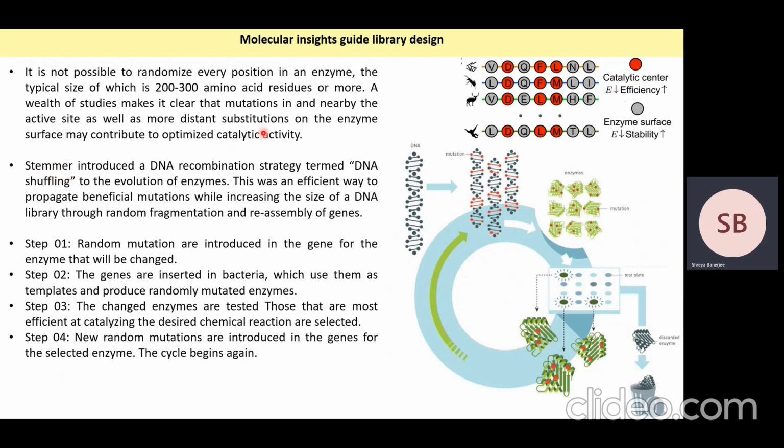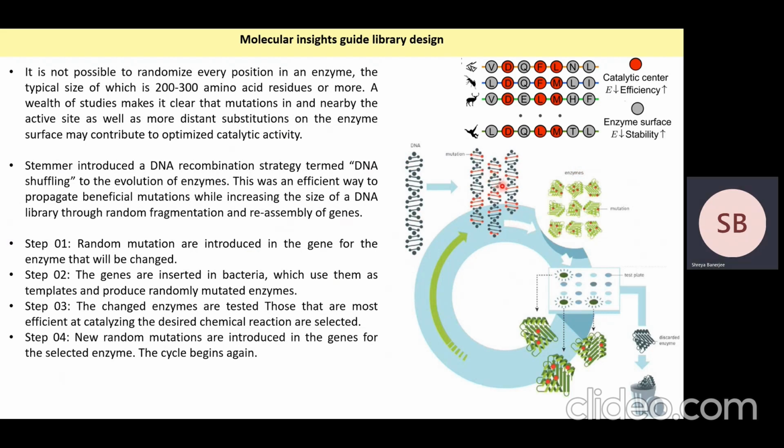Stemmer introduces a DNA recombination strategy termed DNA shuffling to the evolution of enzymes. This was an efficient way to propagate beneficial mutations while increasing the size of a DNA library through random fragmentation and reassembly of genes. So DNA shuffling consists of 4 points. Random mutations are introduced in the gene for the enzyme that will be changed. So if you have the DNA, you can see these red bars as the random mutation.